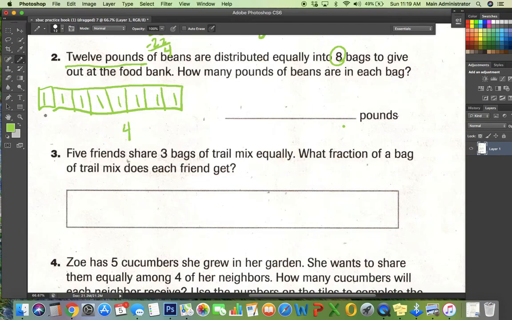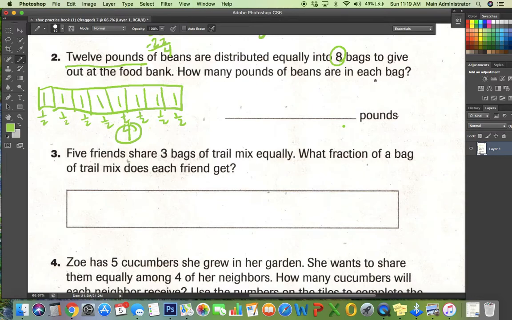I could take half pounds. Half a pound, half a pound, half a pound, half a pound. I know that because 4 is half of 8. I'll just do halves, and that equals 1, 2, 3, 4. So it looks like I'm going to need 1.5 pounds.